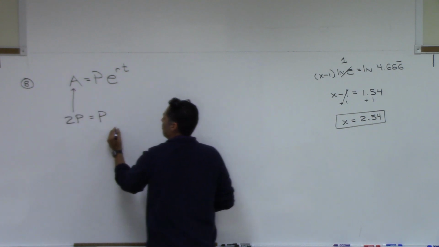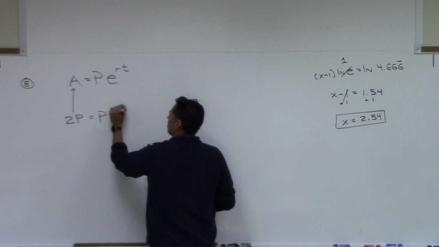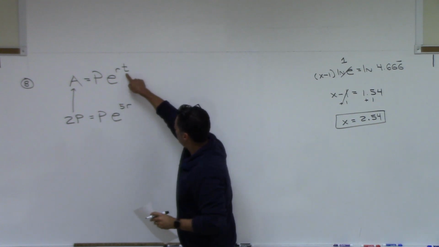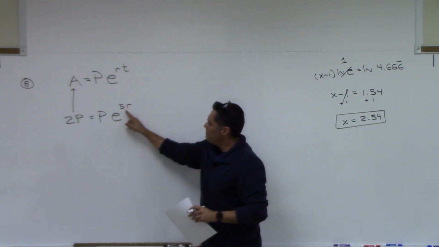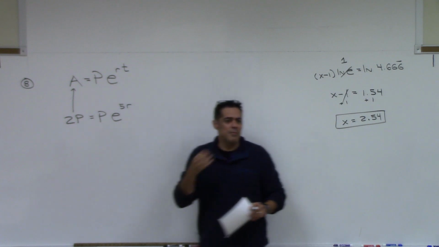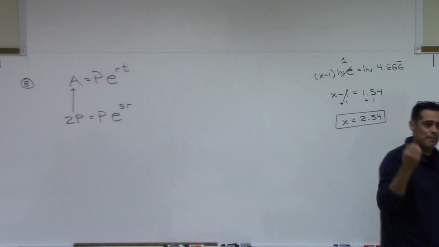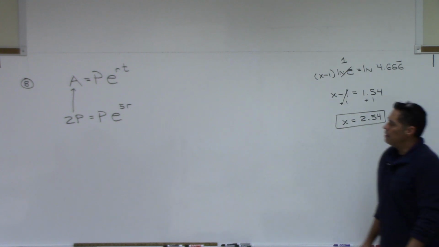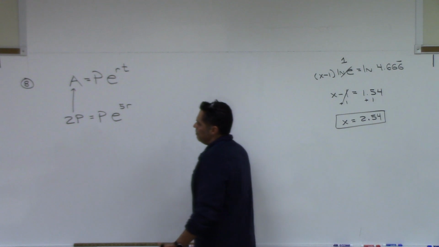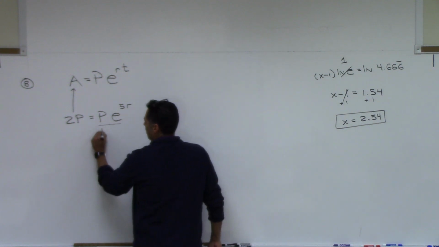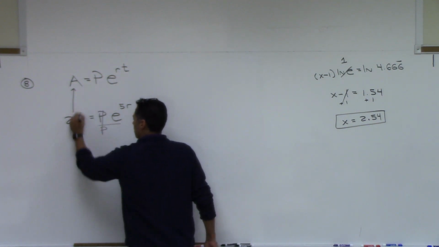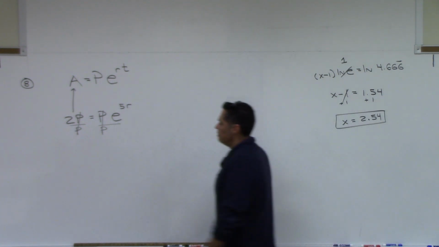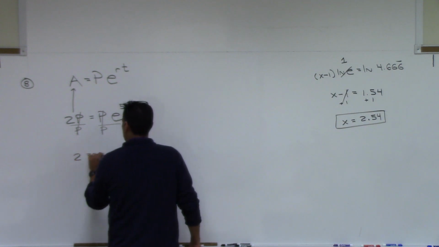The original amount that I start with is p. E to the RT, and I know I'm doing this for 5 years, so I'm going to put 5 times R. So I replaced the t with 5, which gave me 5R. And then the 2p came from the fact that I'm doubling my money. If it were triple, I'd put 3p. If it were quadruple, I'd put 4p, right? Now, what you can do, and this is the beauty of the problem, is that you can divide both sides by p. And if you do that, you get 2 equals e to the 5r.